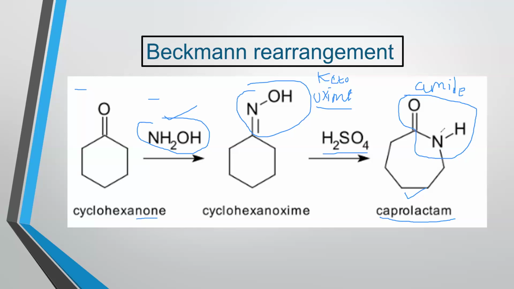And one more question they used to ask, we'll discuss it in the end: on which rearrangement does the substitution of the group take place on the nitrogen. There is one naming reaction we are going to study where the substitution of the group after rearrangement takes place on the oxygen. Those kinds of questions have also been asked in previous year GPAT question papers.